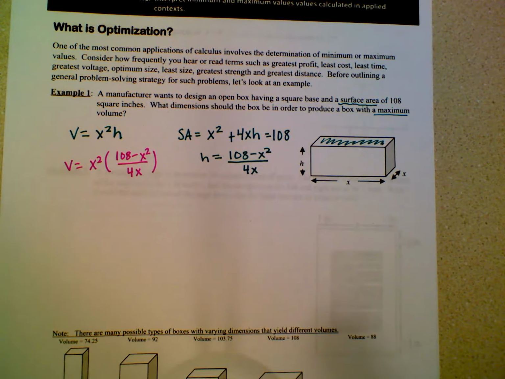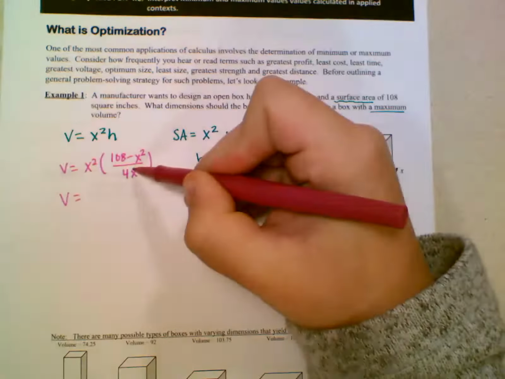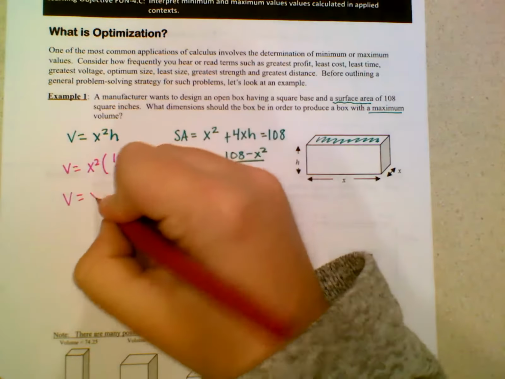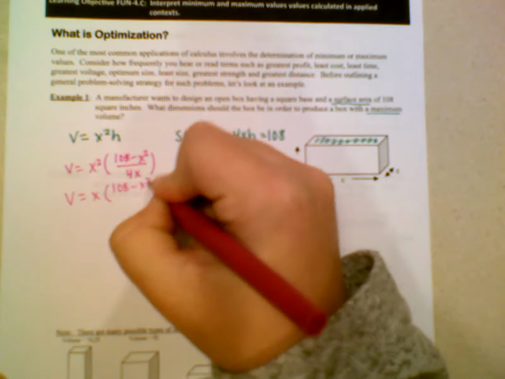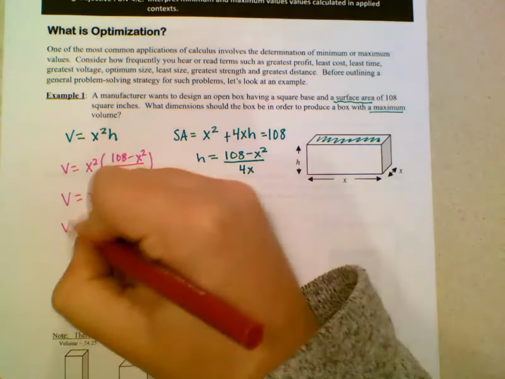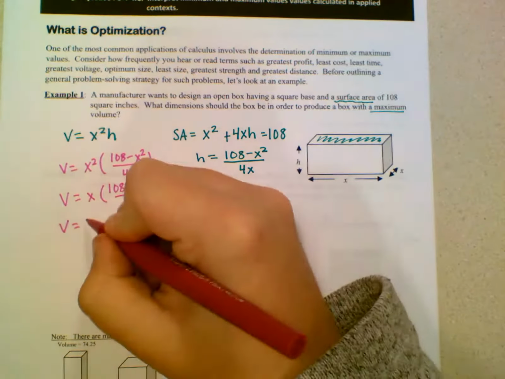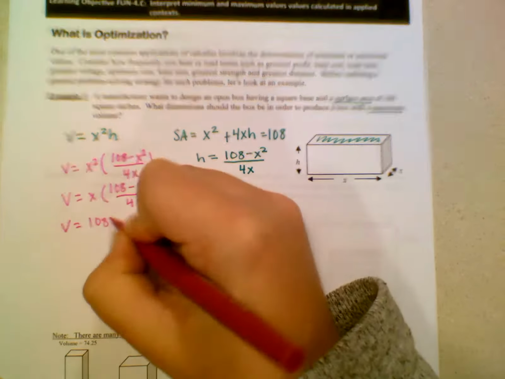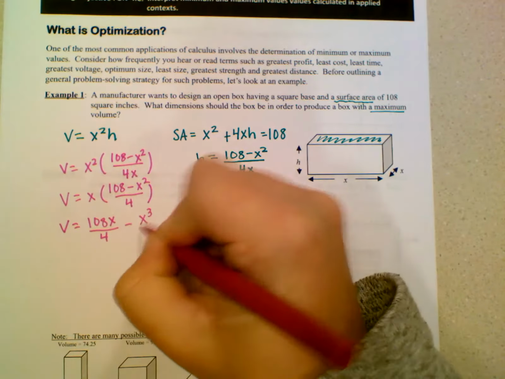All right, before we take the derivative, I think we can do some simplifying, which is going to make this a little bit nicer. Because there's an x in the denominator and an x in the numerator, we can simplify one of those. So it'd be x times (108 minus x squared) over 4. And before I take the derivative, it's easier still to distribute that x, so I don't have to use the product rule. So 108x over 4 minus x cubed over 4.